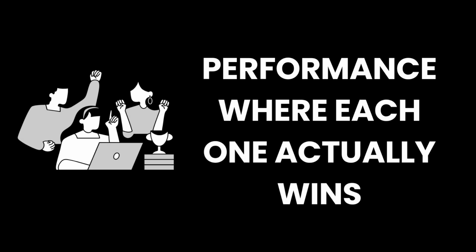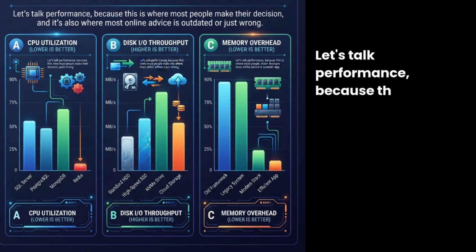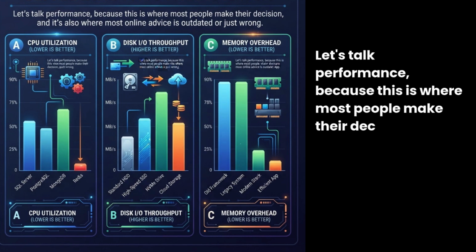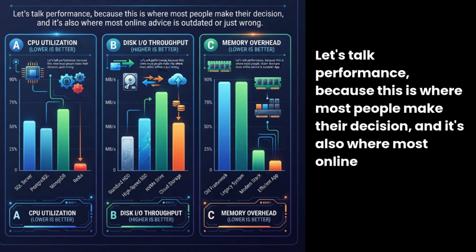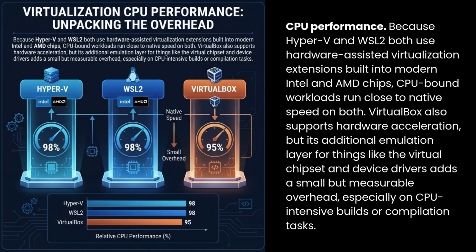Performance, where each one actually wins. Let's talk performance, because this is where most people make their decision, and it's also where most online advice is outdated or just wrong. CPU performance: because Hyper-V and WSL2 both use hardware-assisted virtualization extensions built into modern Intel and AMD chips, CPU-bound workloads run close to native speed on both.